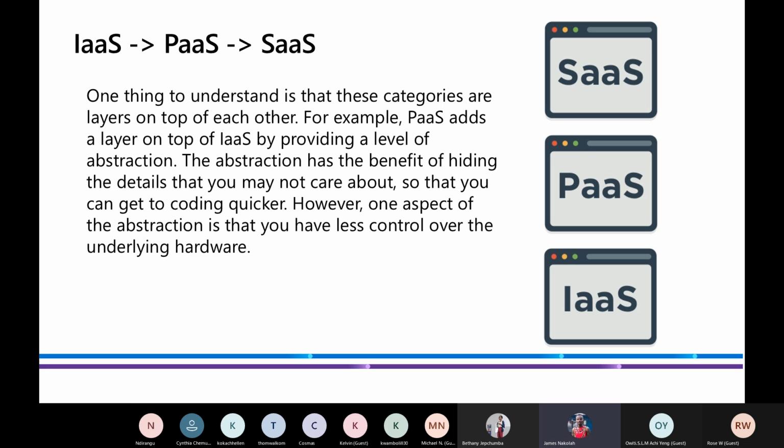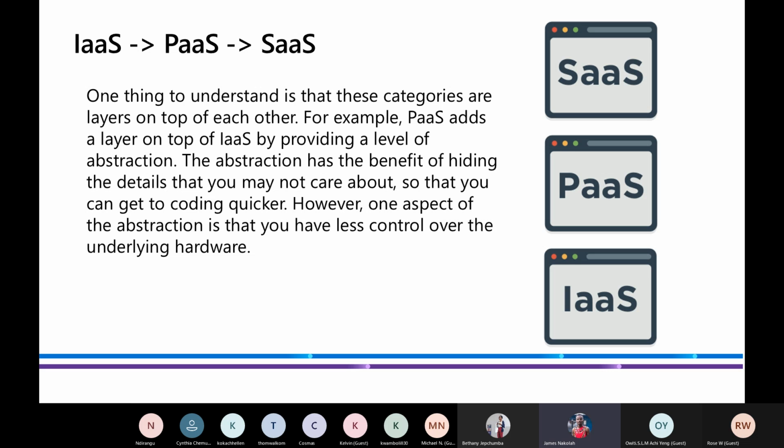So platform as a service just adds a layer on top of infrastructure as a service, providing a level of abstraction. And the abstraction has a lot of benefits. One of them is hiding the details that you do not care so much about. You didn't care about the hardware. You don't really care about the complexities of securing, updating and patching an operating system, and you just want to get to coding quicker. You use platform as a service. However, one aspect of the abstraction is that you have to accept that you get less control over the underlying hardware.